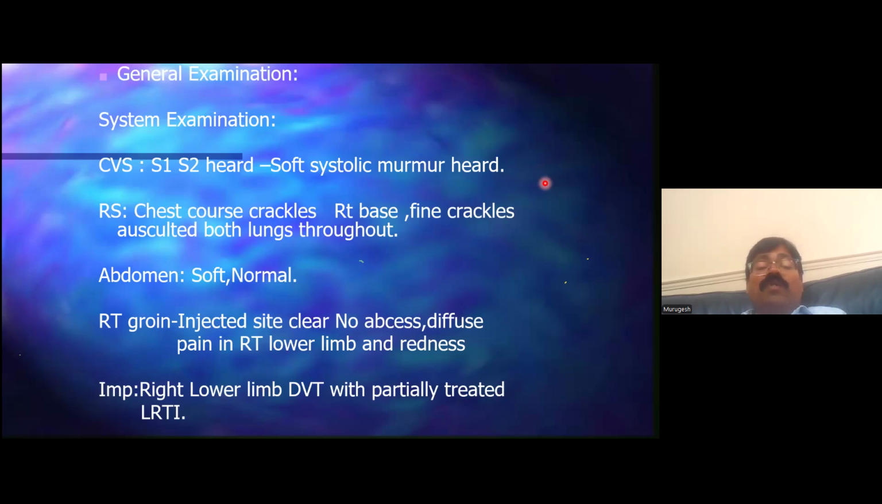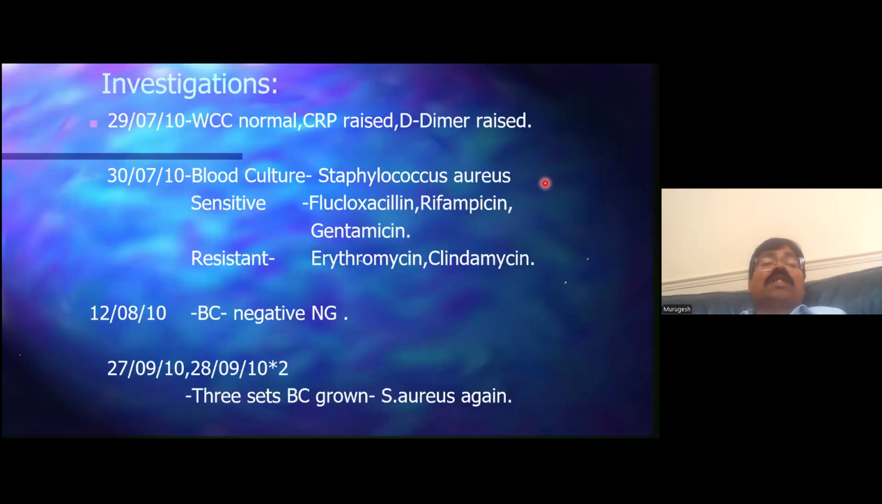So the impression was right lower limb DVT with a partially treated respiratory tract infection. Blood cultures were sent, she had Staph aureus, sensitive to Fluclox, rifampicin, and Gent. And the repeat blood culture came back negative. With IV drug users, this is a problem. They are not consistent, they are not compliant, and they will abscond and then come back.